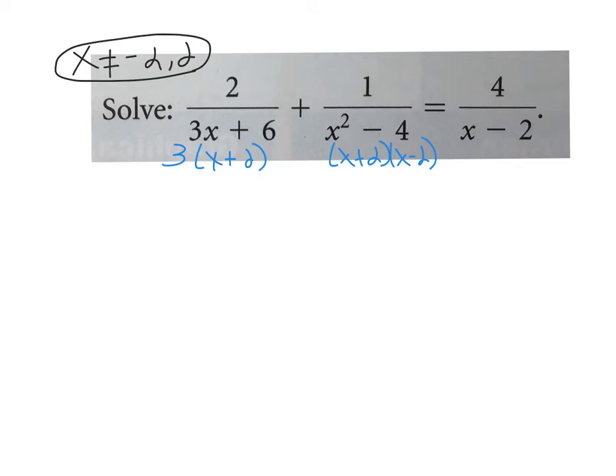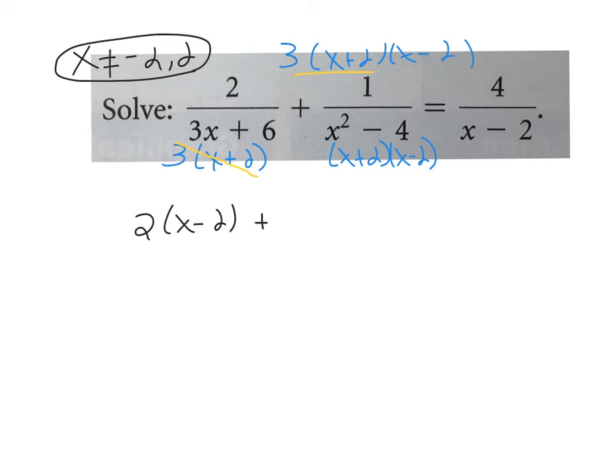Now, this is a little bit tougher as far as the LCD goes also. The LCD is every single factor that's down there. So my LCD is actually going to be 3 times x plus 2 times x minus 2. And I'm going to multiply all my fractions by that to make the fractions go away. So how it works is this. The first one, the 3 times x plus 2 would cancel with the 3 times x plus 2 right there. So we'd just leave x minus 2 times 2. So I'm going to multiply the 2 times x minus 2.